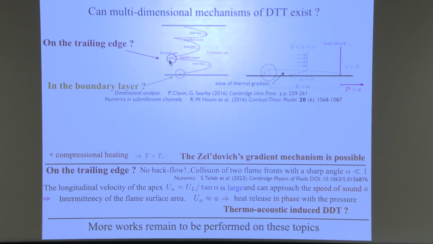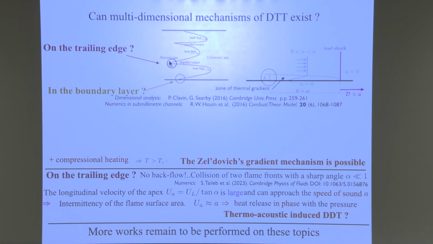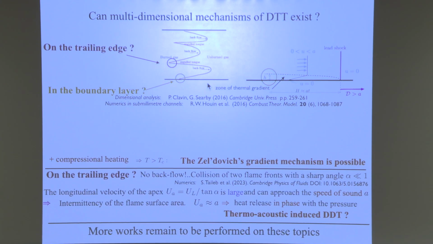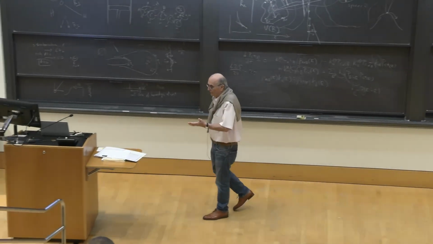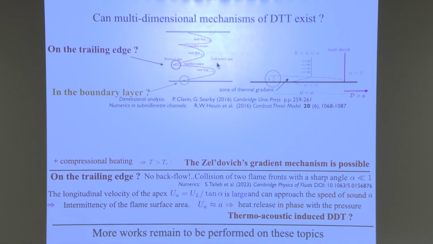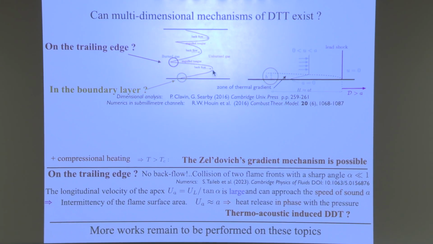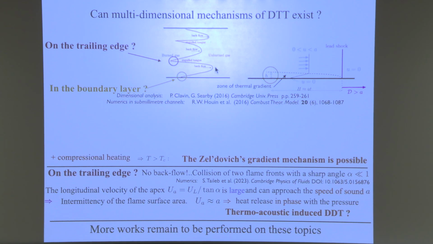But the experimental evidence is that sometimes, not all the time, the hotspot develops in the boundary layer. And in that case, the theory I gave to you cannot work. It works only when the transition occurs outside the boundary layer. Okay, this is the only thing I want to say about detonation.